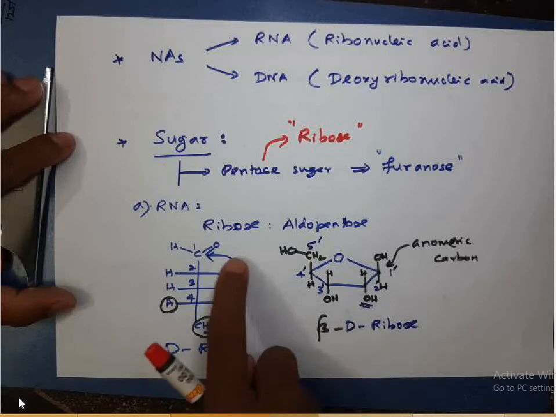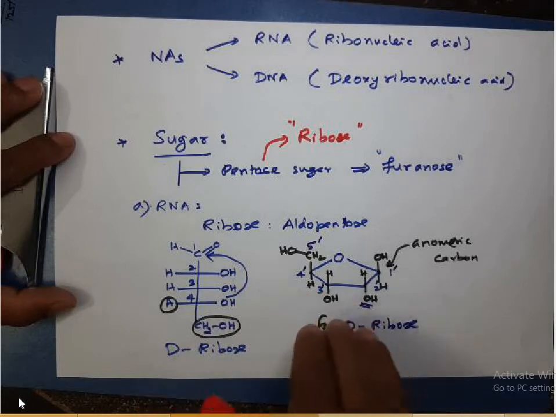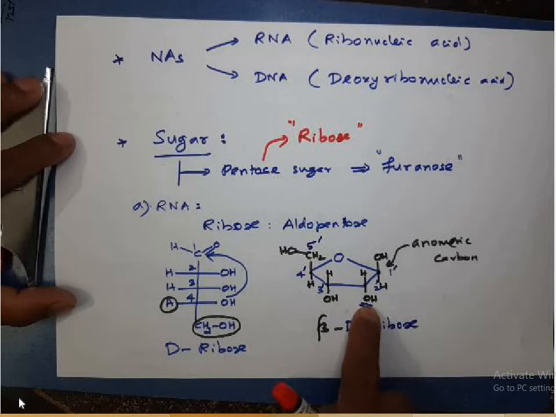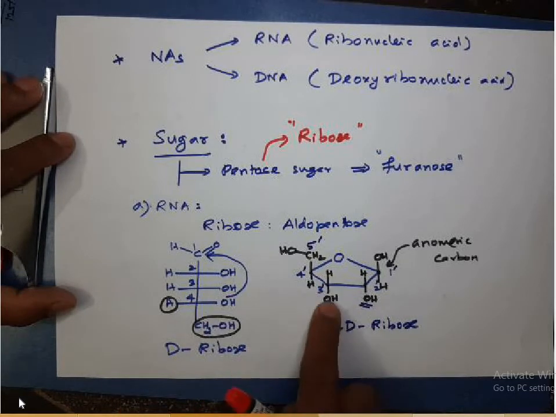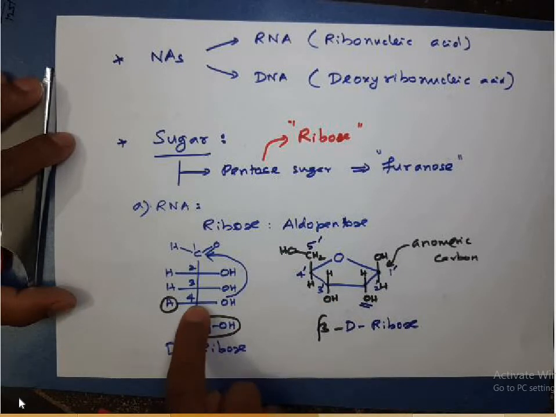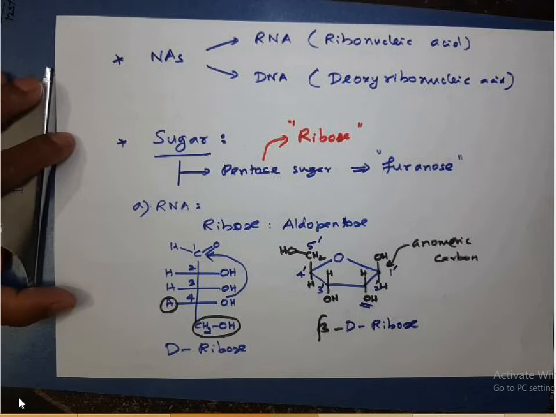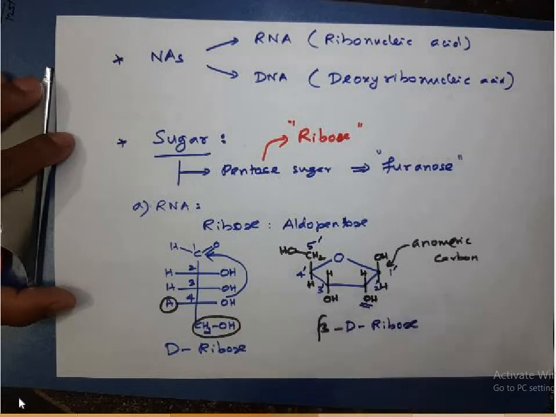Then you know very well, whatever OH group is present on the right hand side should be kept below the ring. So in the second carbon, the OH group is on the right hand side, so place it down. In the third carbon also, the OH group is on the right hand side, place it down. In the fourth carbon, we have one hydrogen and one CH2OH group. Always place hydrogen down and CH2OH above. So this is the ribose sugar actually present in RNA. Students, keep this in mind.